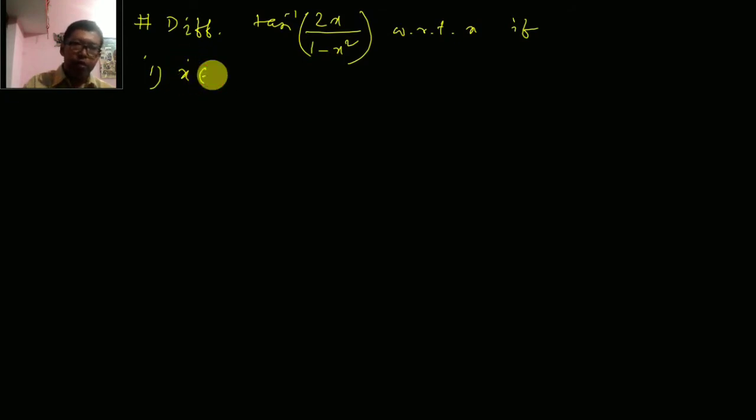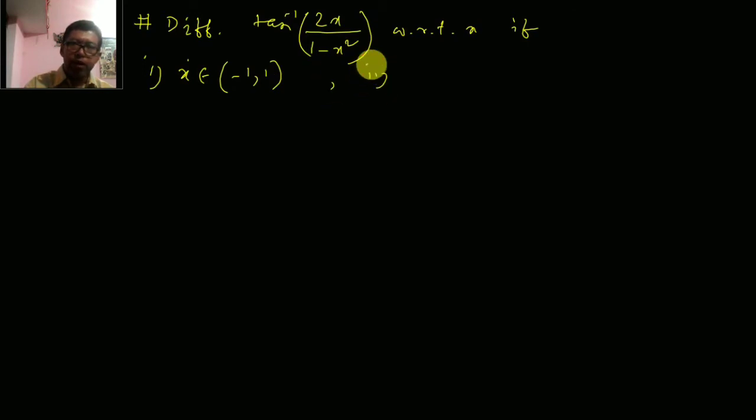Okay, differentiation again. Carefully watch this question also. This is also one interesting question. Differentiate tan inverse of twice x divided by 1 minus x square with respect to x, if the domains are given. First domain, okay, carefully watch. First domain, what is the domain? x belongs to the open interval minus 1 comma 1.